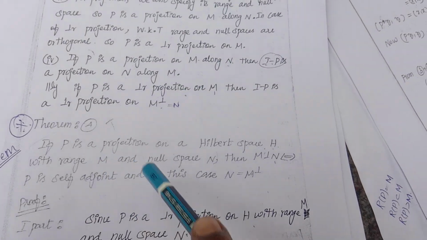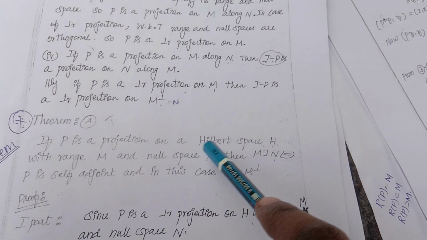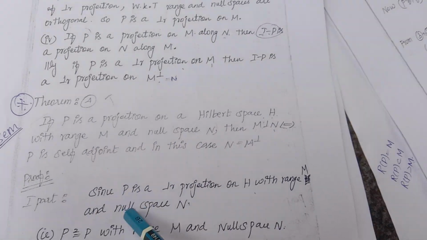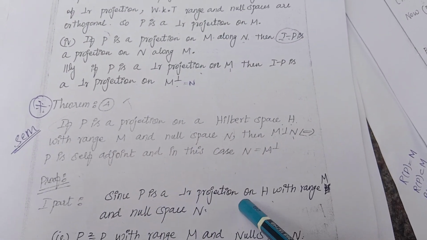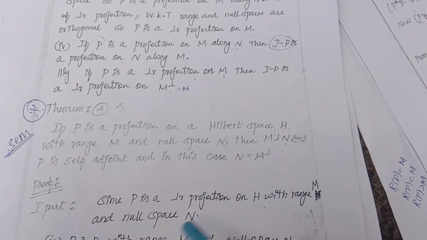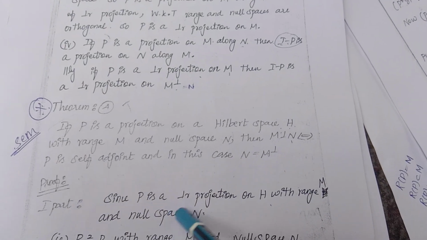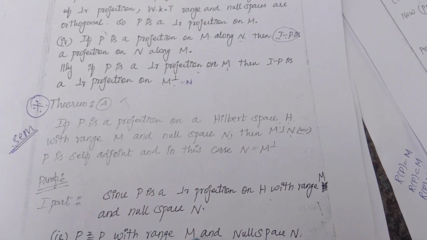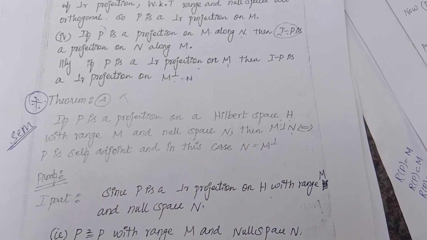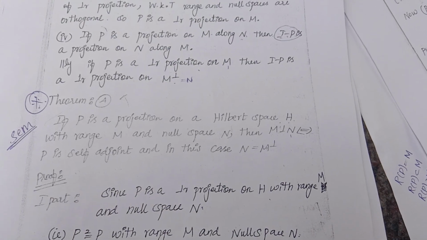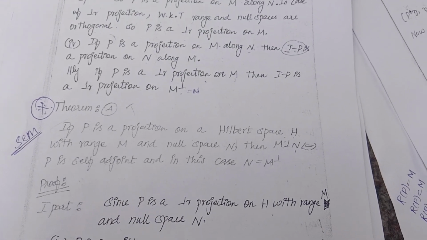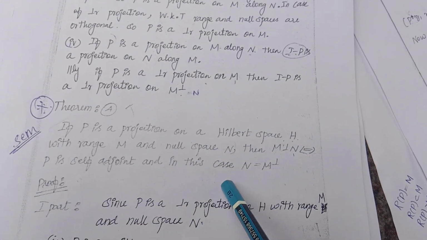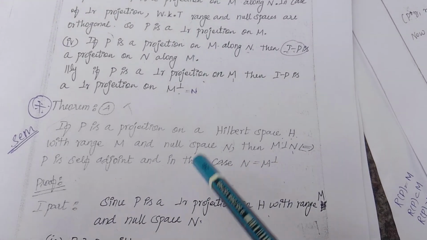First, since P is the projection on the Hilbert space with range M and null space N, which is otherwise known as P is the perpendicular projection of H with range M and null space N, it will satisfy P square equal to P. By the projection theorem, H equals M plus N. So P is self-adjoint in the case N equal to M orthogonal. We have to prove this.